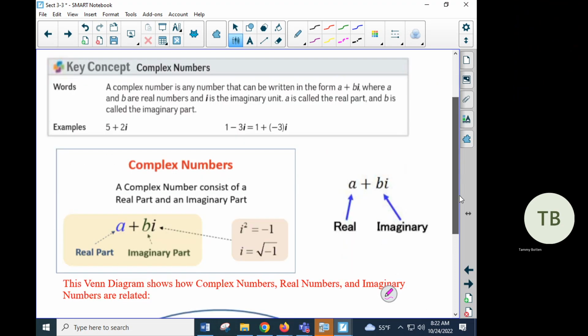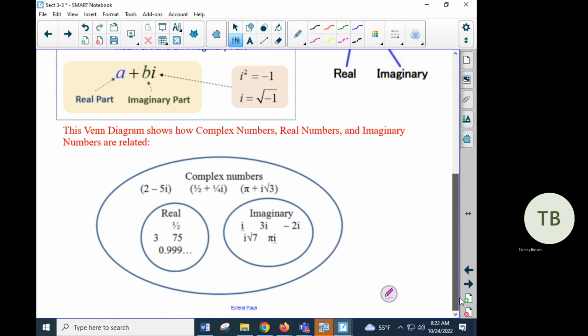Now, when you look at our number system, I'll just show it here in this Venn diagram. So real numbers would be everything you've learned up until this point: 0, all our whole numbers, all our negative whole numbers, which are integers. It would be your decimals, your square roots, your fractions. That's everything in the real number system.